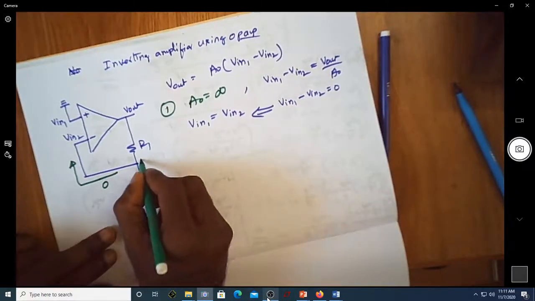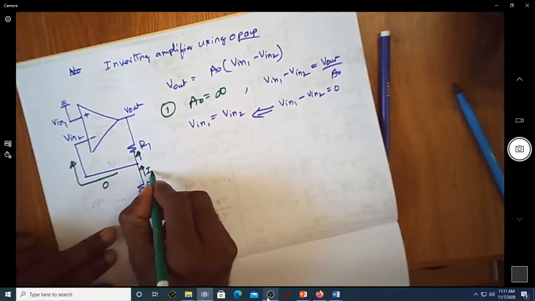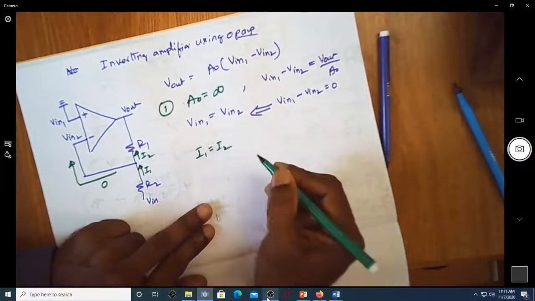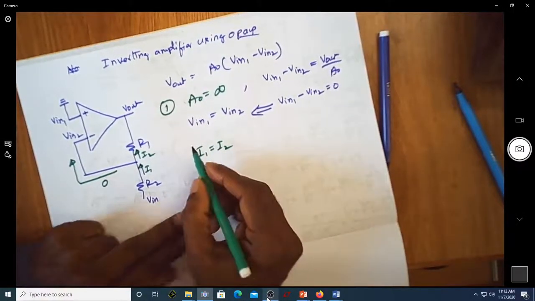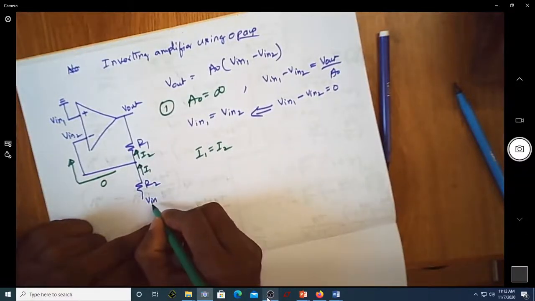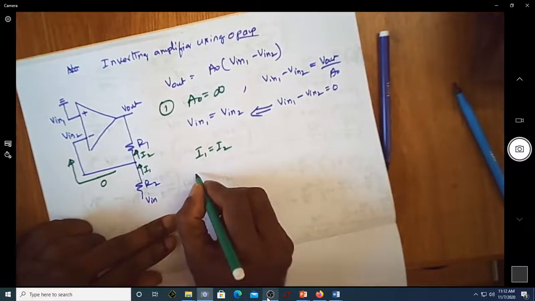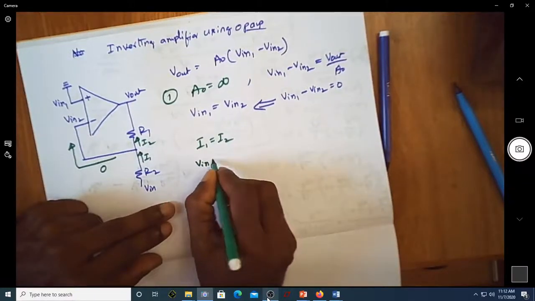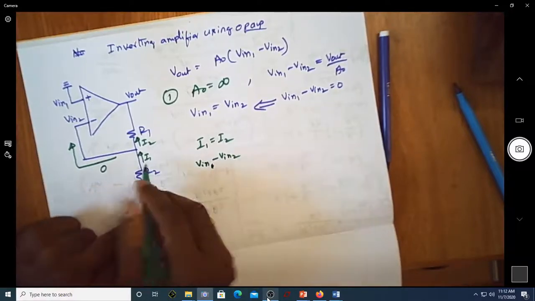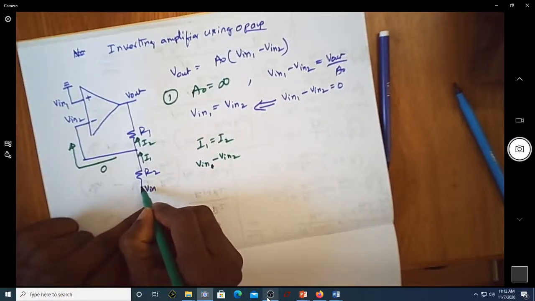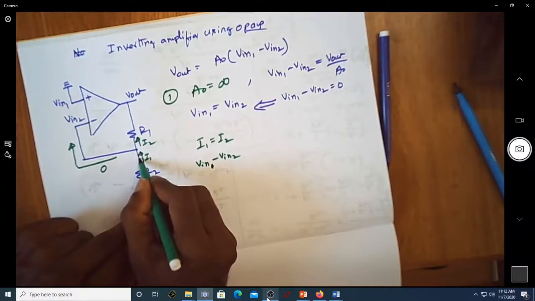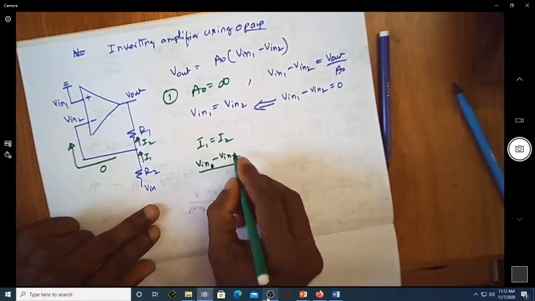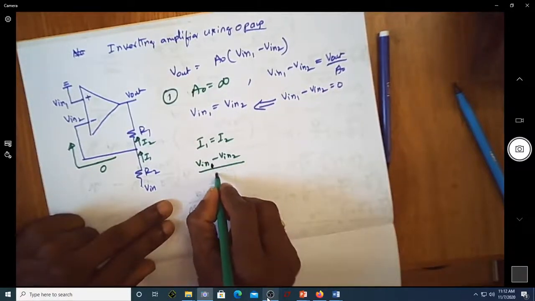So this is one current, and the same current will go here. If I write it as I1, I2, then I1 is equal to I2. Now, can we write the expression for I1? Can I write I1 as equal to V in minus V in 2, that is the potential difference between this end and this end, divided by the resistance? So this is actually (V in minus V in 2) by R2.